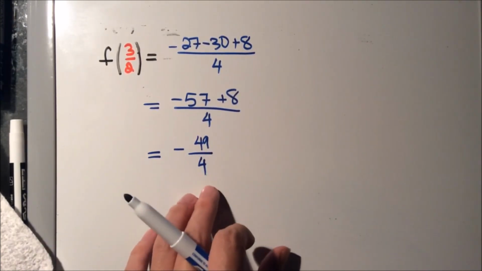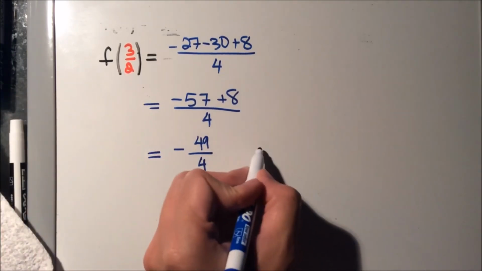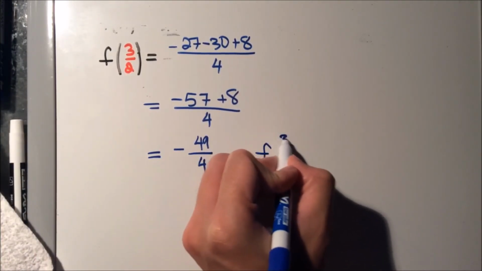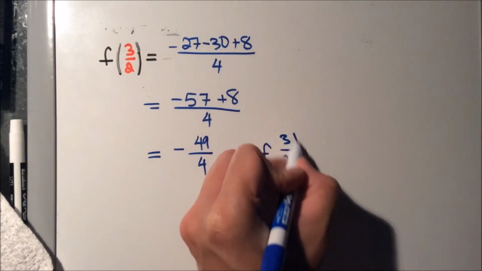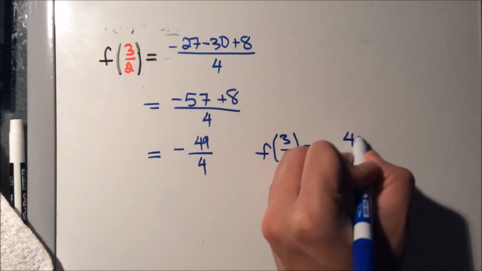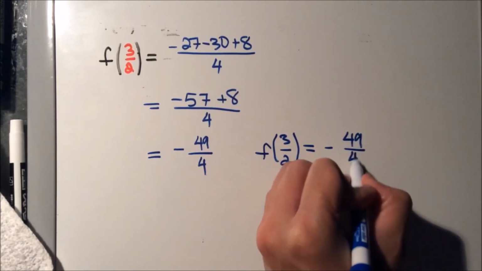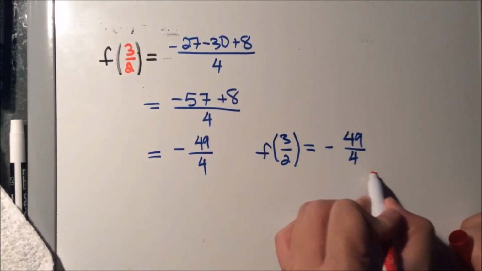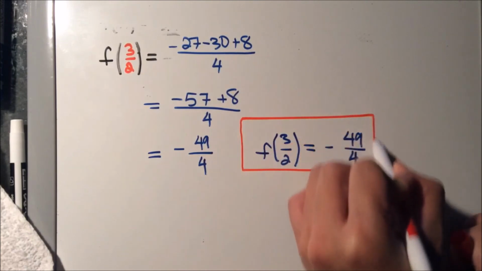So here we don't stop. Again, since we're evaluating, our final answer will be f of 3/2 equals -49/4. Lastly, I will box this, saying that this is my final answer.